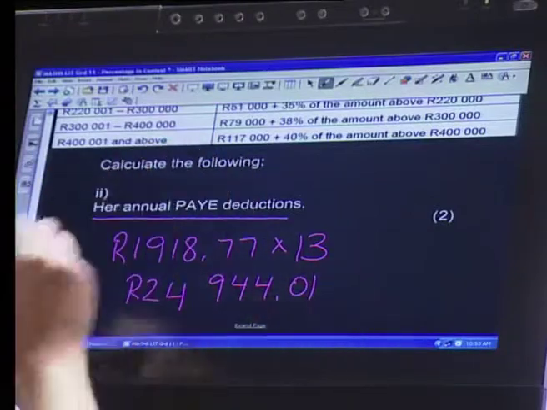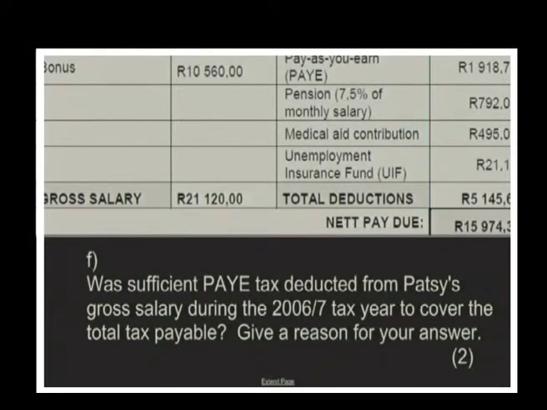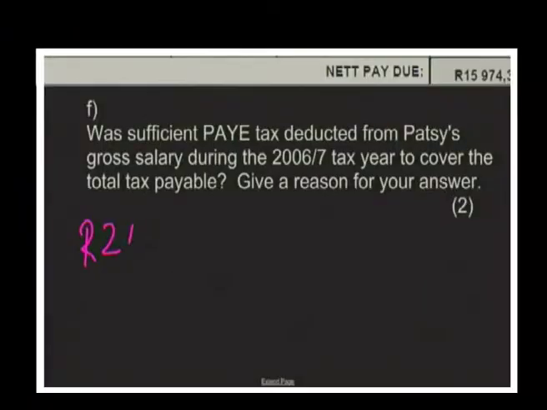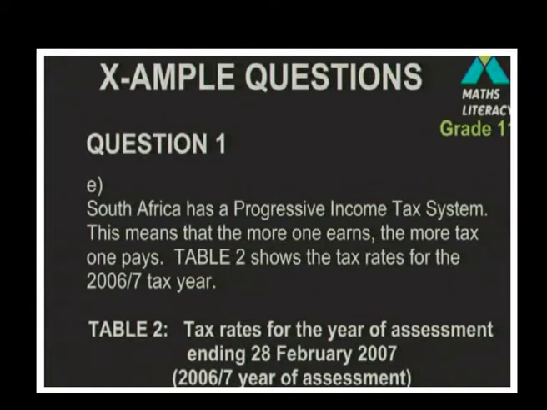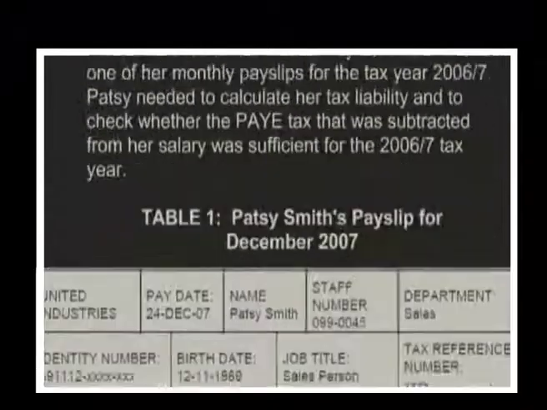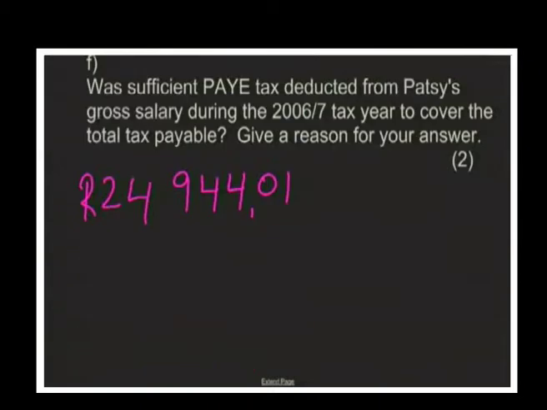And let's see what the next part of the question actually asks us. Now it says, was sufficient PAYE tax deducted from Patsy's gross salary during the tax year to cover her total tax payable? And we need to give a reason for our answer. So how are we going to calculate what was sufficient? First of all, they took off, I'm going to go back to that last page, 2494401. That is what she paid as PAYE.